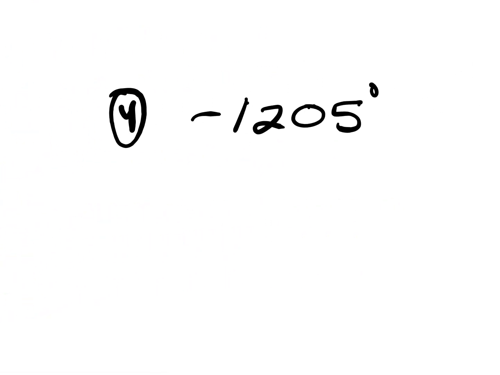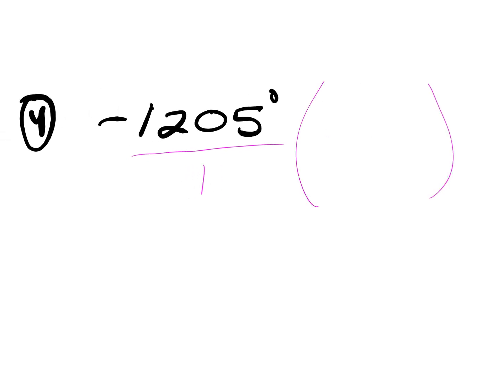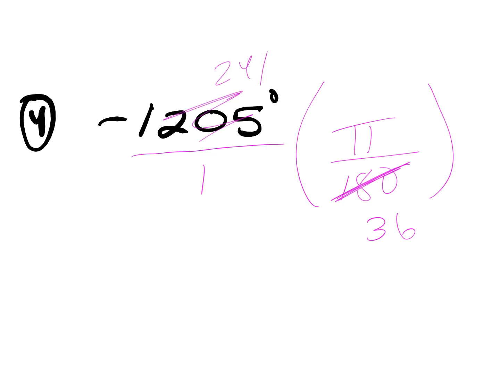All right, look here. What do you guys notice about this one? It's negative. Okay, no big deal. That just means I have to have a negative in my answer. It's also way bigger than one circle, right? But that's okay. We can still convert. I know that, again, 5 goes into 180 36 times. We've done that like 3 times already. And then 1205 divided by 5 gives me 241. Is 241 divisible by 3?